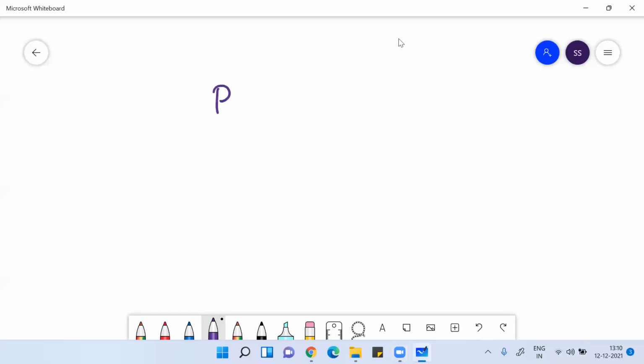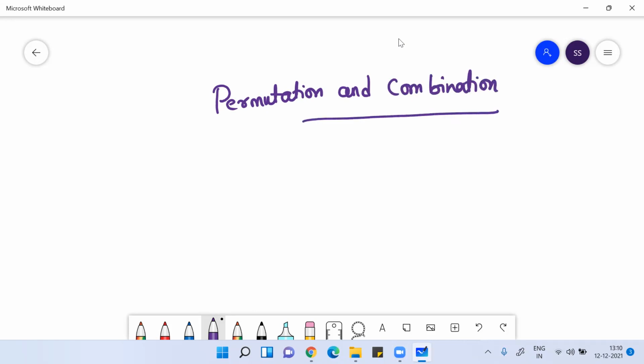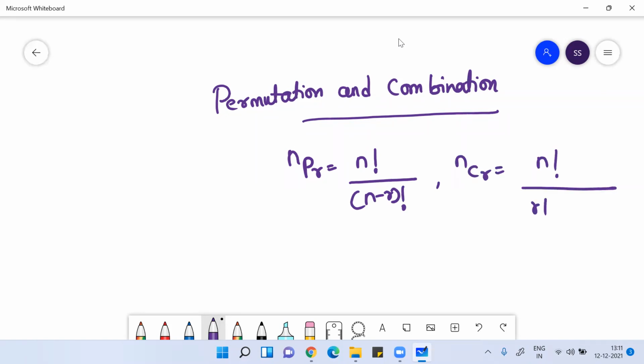So welcome everyone to the class, and now we'll discuss a very important concept for the CA Foundation exam, that is called permutation and combination. I hope my voice is audible and you can hear me very properly. When we talk about permutation and combination, although there is a direct formula: nPr is equal to n factorial by n minus r factorial. The formula of nCr is n factorial by r factorial into n minus r factorial.